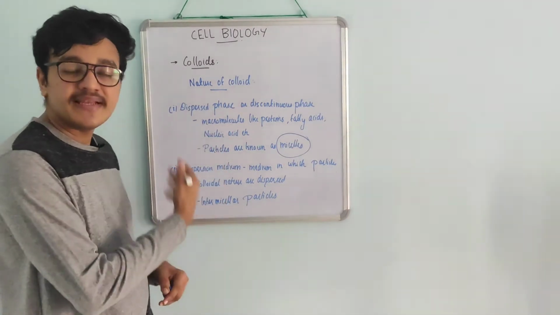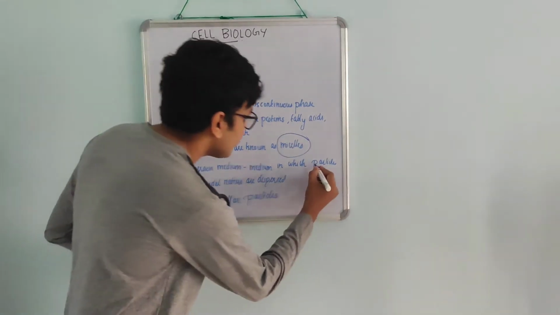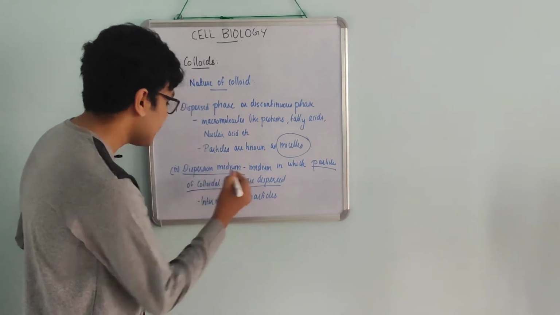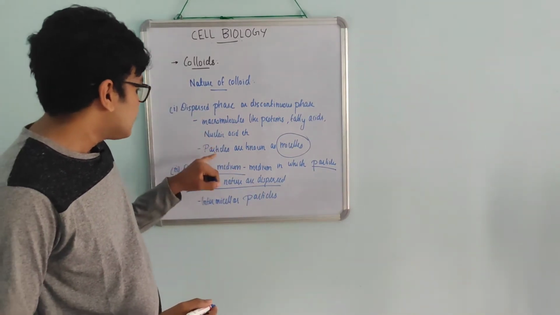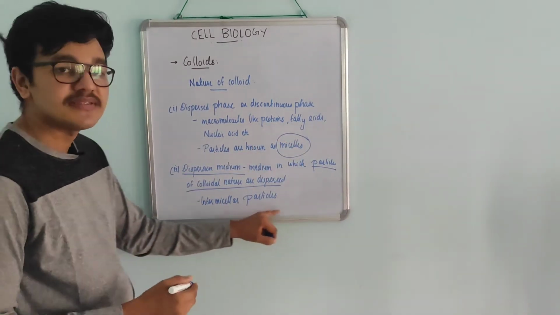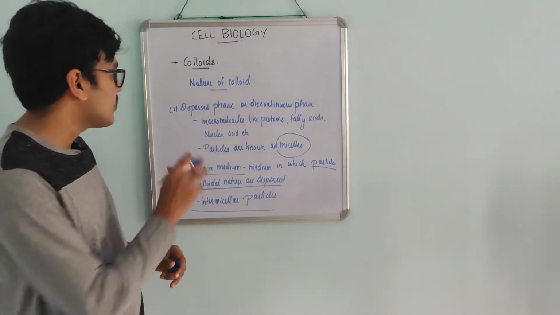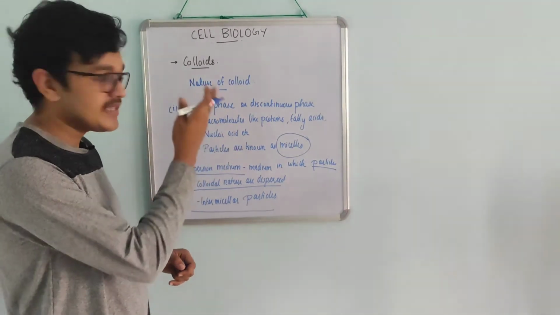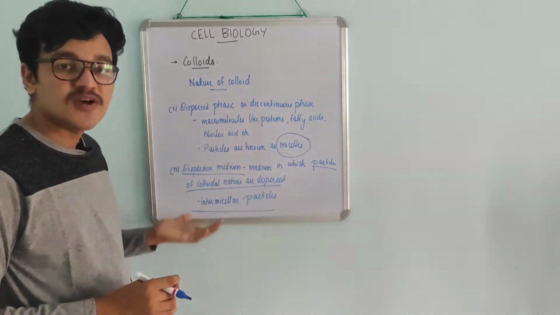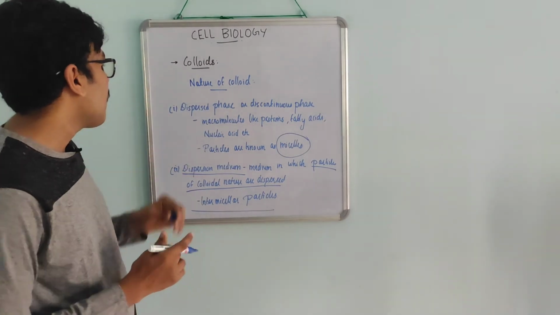The dispersion medium is the medium in which the particles of colloidal size are dispersed. Since the particles of the dispersed phase are known as micelles, the particles of the dispersion medium are known as intermicellar particles. That is also an important point concerning the nature of a colloid. So there are two phases: the dispersed phase, which is the particles of colloidal size, and the dispersion medium, the medium in which those particles are dispersed.